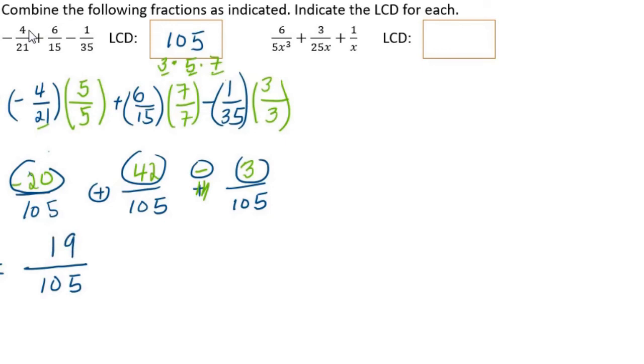19 is prime, 105 isn't divisible by 19, so I know that we can't simplify that fraction any further. So 19 over 105 is our final answer.